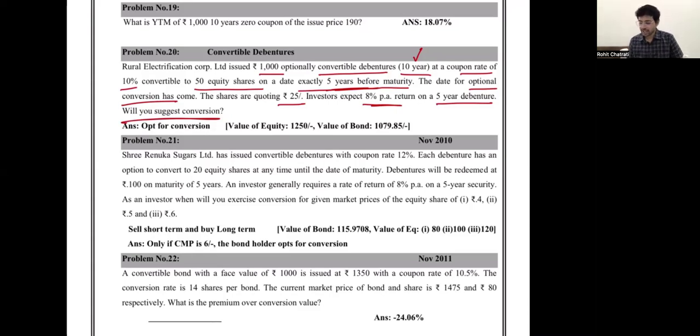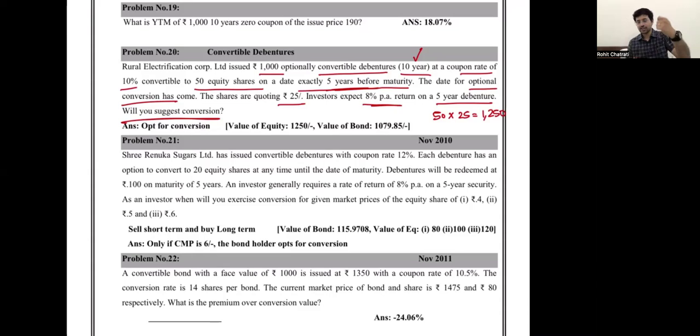So what we are basically going to do is, if we convert it into equity shares, we will be receiving 50 equity shares today, whose price is 25. So the equity value or conversion value is going to be 1250. Each equity share is rupees 25, so if I sell the shares immediately in the market, I am actually going to receive 1250 rupees as cash.